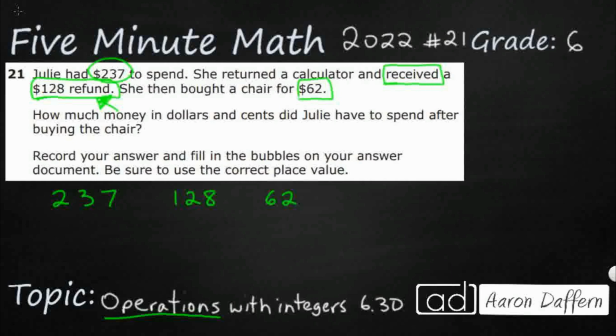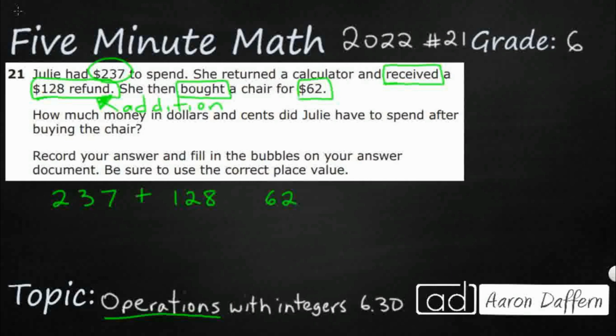when you receive money, that means we're going to get an addition, which seems normal. But actually, when we're typically dealing with problems that have buying things, we're always subtracting. So when you receive money, that's going to be a little bit different. So we need to actually add that 128 because you're getting that refund, that money back. So she's going to take that 128, add it to the 237, and then she's going to buy a chair.